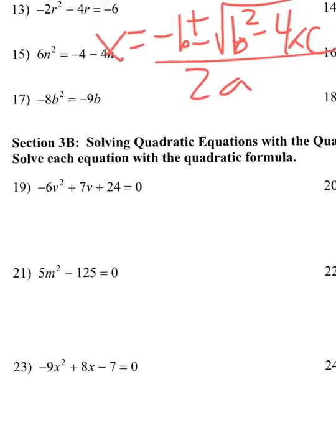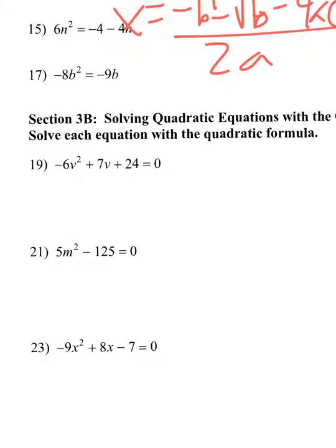So on 19, we are in the right form. We're in that ax squared plus bx plus c equals 0 form, set equal to 0. So I'm going to write down what a is, what b is, and what c is. So a is -6, b is 7, c is 24.